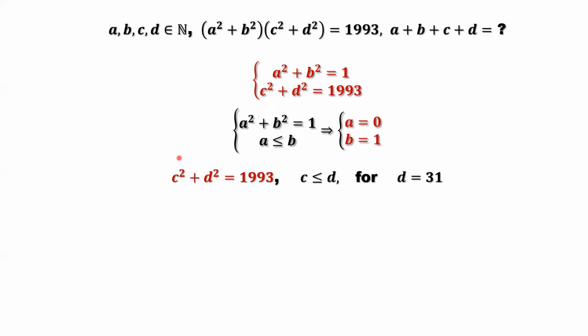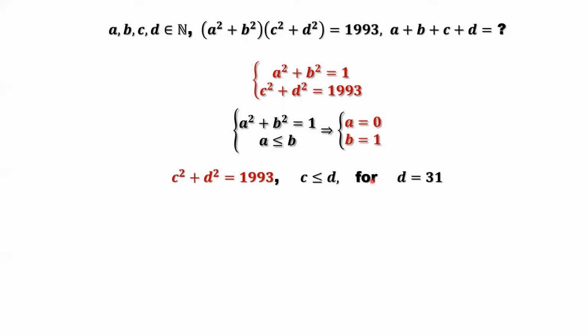So what are we doing here? We use the second result, c squared plus d squared equals 1993. Here, we want to see how many possible d we need to consider. We're trying to narrow down the range, the interval for searching d. So here, we are trying to find the lower bound for d.